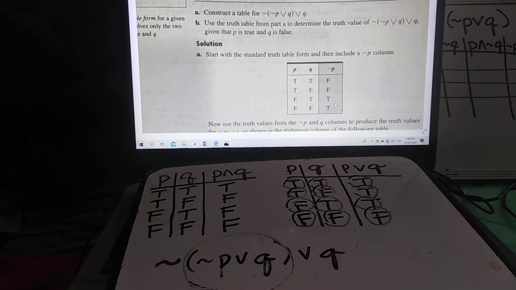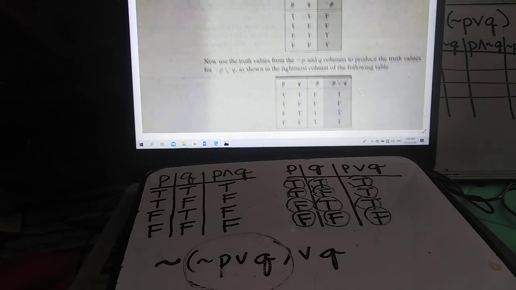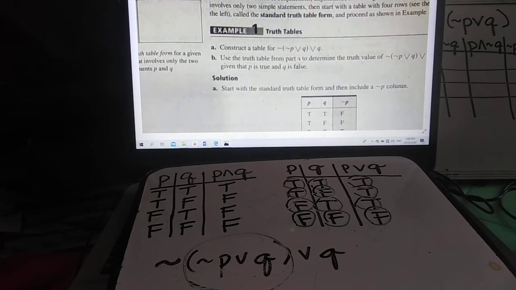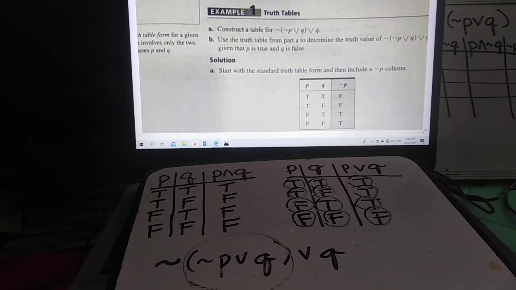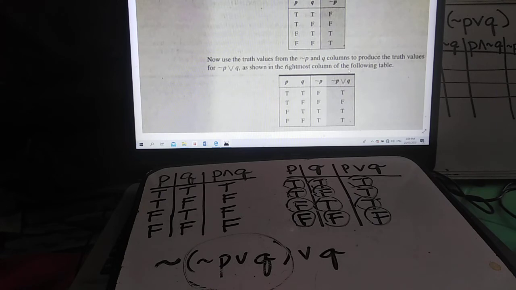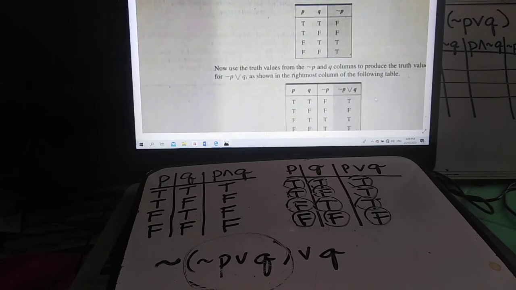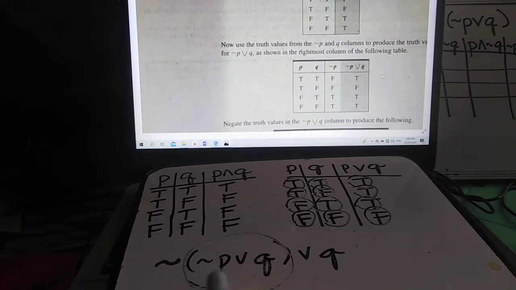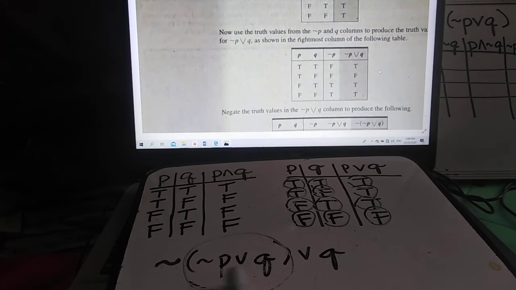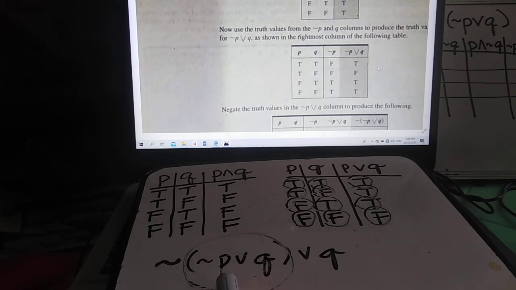Now, the next column will be the statement inside the parentheses. Since it is grouped together, we will write it in the next column: not P or Q. Now, what are the values under not P or Q?